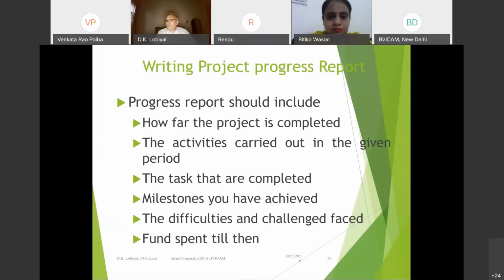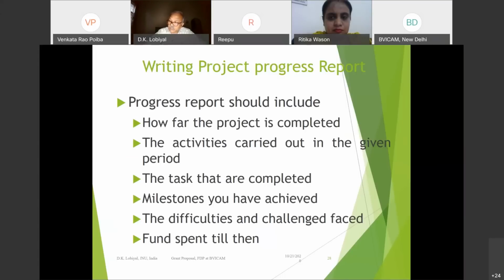Then once you are doing that project, every year you have to submit a progress report at the end of the year so that you can get the next budget. The progress report must include how far your project is completed and what objectives you have to achieve, right? That must be in the progress report. And whatever activities you have carried out during that period must be specified very clearly.